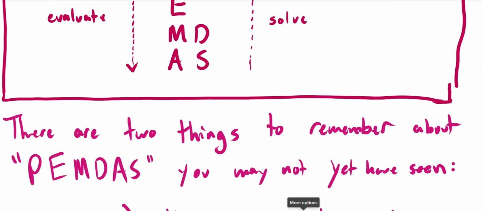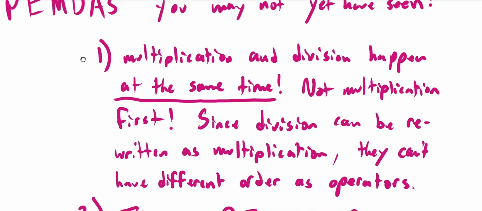So there's two things in particular that I want you to remember when you're dealing with this PEMDAS acronym that you might not have seen in previous math courses, so I want to state it here. Number one is that multiplication and division happen at the same time. So do addition and subtraction. I see a lot of people who think that for some reason we have to do multiplication first because the M comes first in PEMDAS. This is not true, actually.